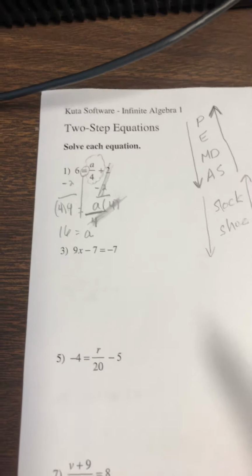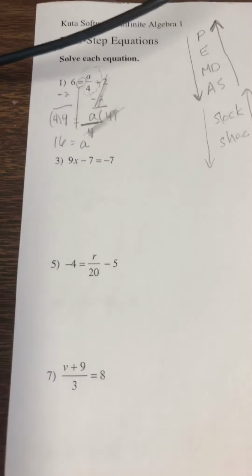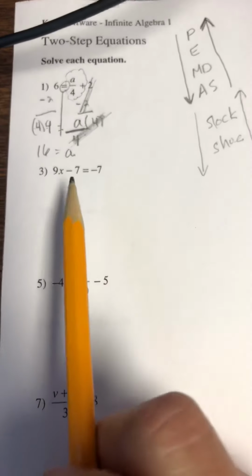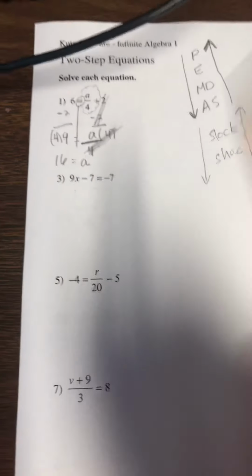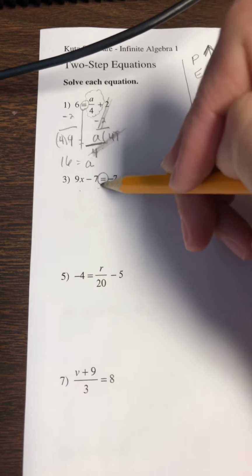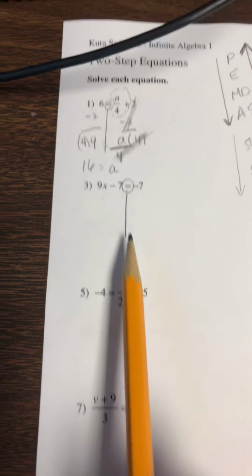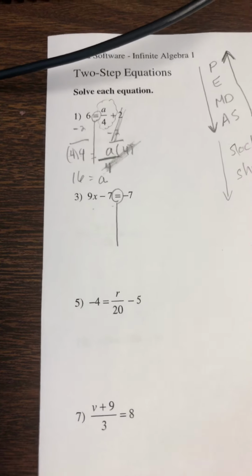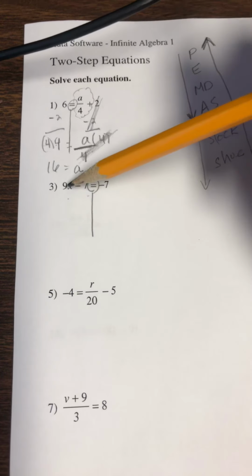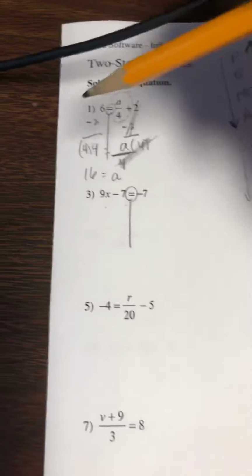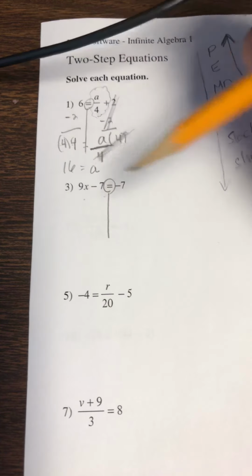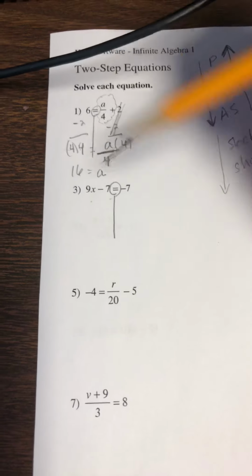Okay, let's practice another one. Let's look at number 3. Okay, so I have 9x minus 7. That expression is equal to negative 7. So I like to draw that line there to separate my two sides. And again, when you do not see a symbol there, that means that this is multiplication. So this is like 9 times x subtract 7.